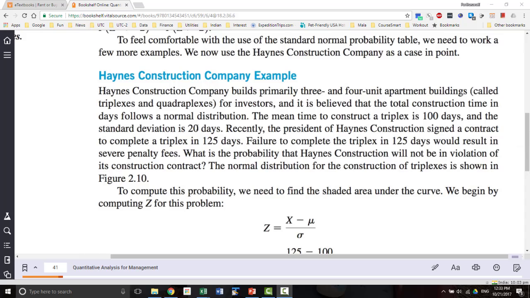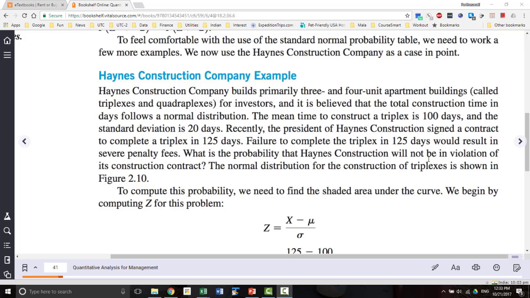So these parameters must be known. If we don't know these two values, then we cannot compute the probability. So the mean is 100, standard deviation is 20. Of course, sometimes variance will be given. If variance is given, then you have to convert that variance into standard deviation by taking the square root.